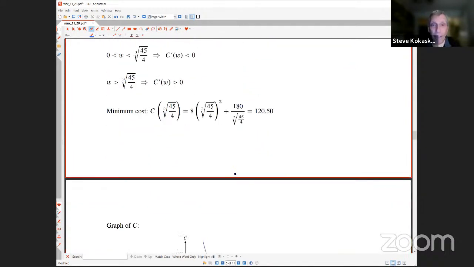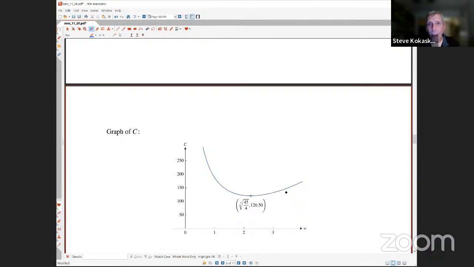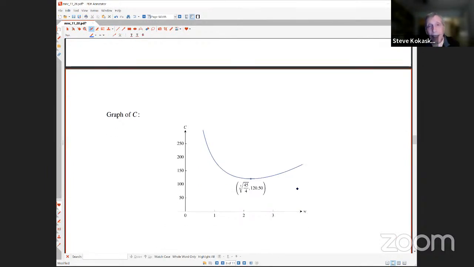Now, you asked for a graph. And so darn it, here is one. This is actually a graph of the function C, and it allows me to see where that minimum value occurs at X or W equal to the cube root of 45 over 4. If I were doing this on a calculator, I might zoom in a little bit more because it is a little difficult to see that the minimum value is there, but indeed, it does occur at that value of W.